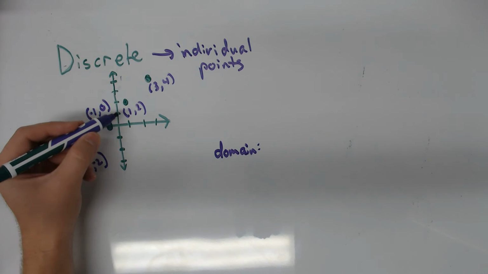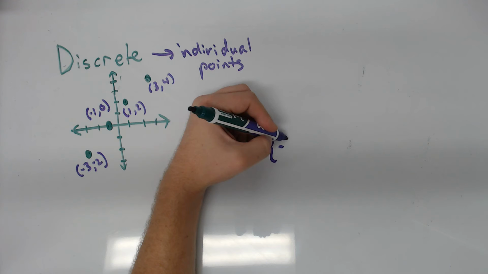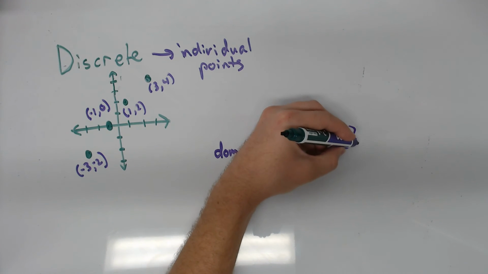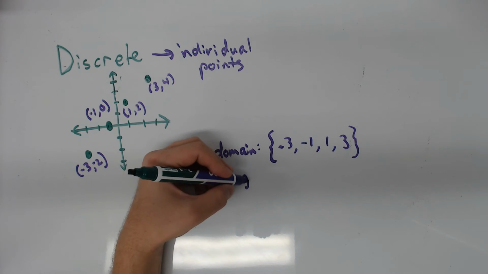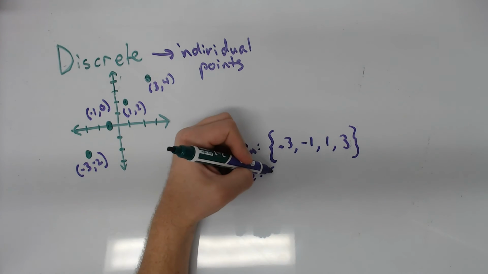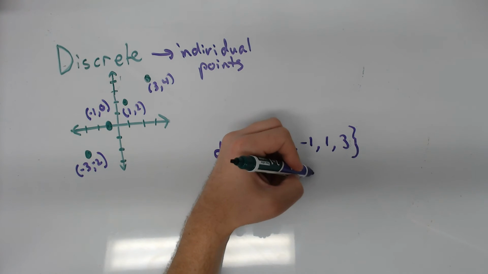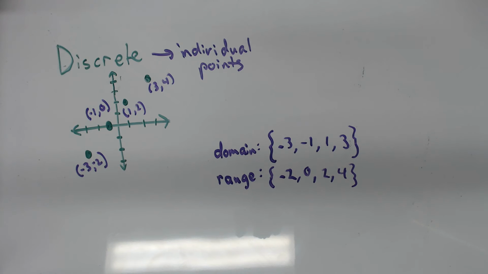-3, -1, 1, and 3. So oftentimes we will write this list inside of this pair of braces. Range is the same thing, but we list the y values: -2, 0, 2, and 4. That is a discrete graph. Individual points, no connected line.